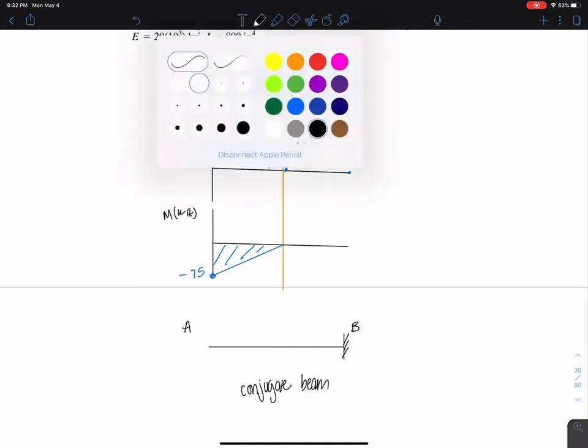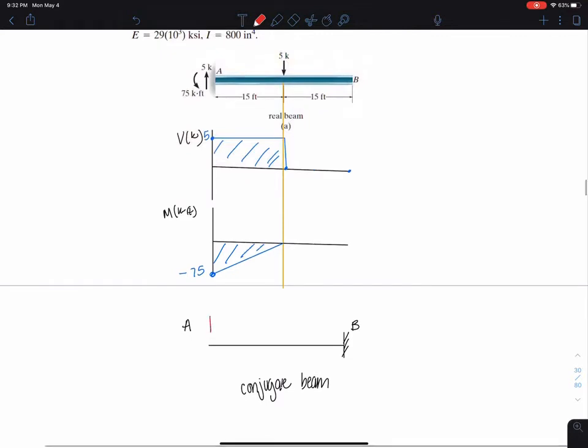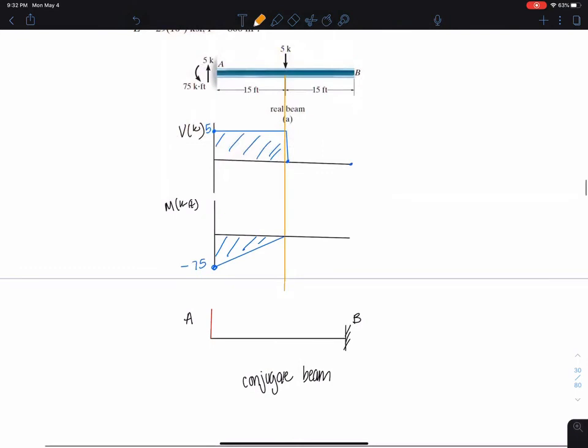The load on our conjugate beam is just going to be whatever you see on the moment diagram. And I'm drawing it going down, negative, just like I would on some real loading. This is a triangular distributed load, negative 75, going down. But it's going to be 75 over EI, because that's that moment-curvature relationship. Okay?